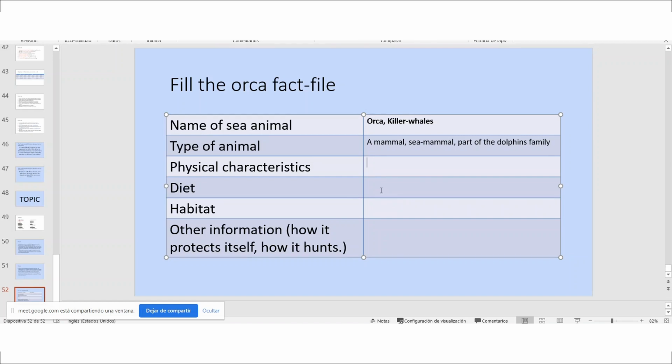I wrote that it has a large, rounded, black and white body, right? Yes. Okay. Anything you can tell me about its fins, for example? It's important. One of them is important.